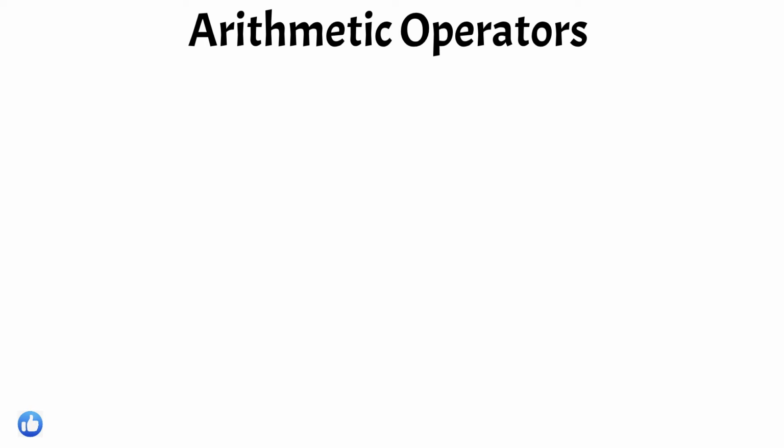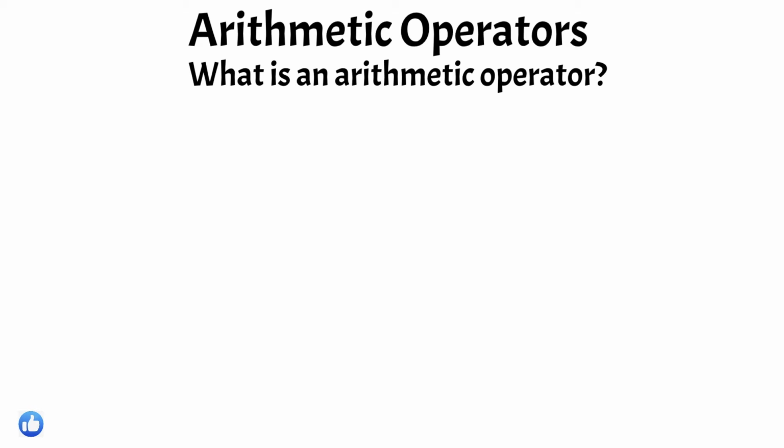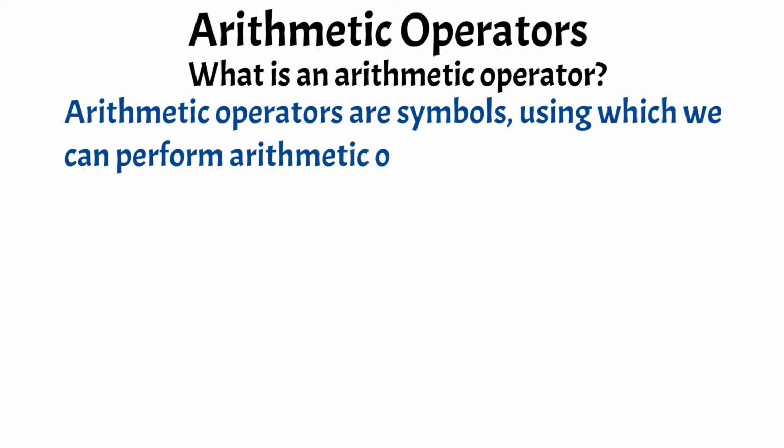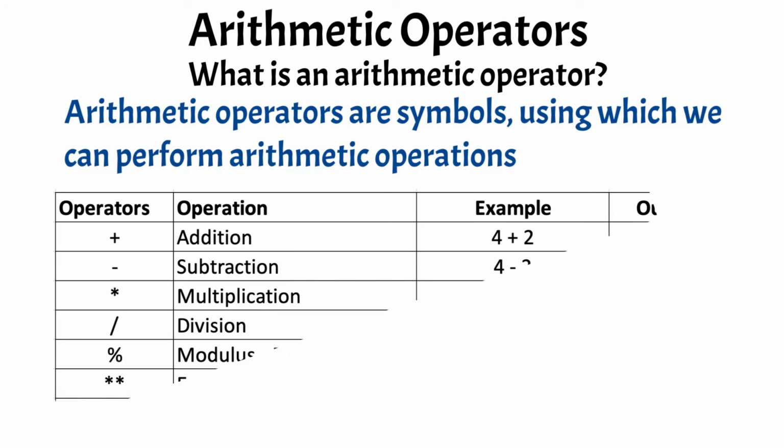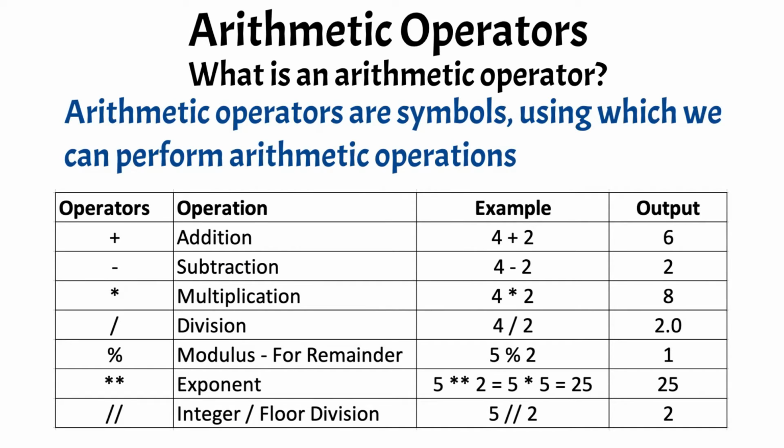So the first question is, what is an arithmetic operator? Arithmetic operators are basically symbols, using which we can perform various arithmetic operations. For example, addition, subtraction, multiplication, division, etc. These are very basic arithmetic operations. Hence have a look at this table, where you can see how different arithmetic operators are represented in Python, and also the output that you can expect for each operation. As you can see, addition, subtraction, multiplication, and division are pretty straightforward.